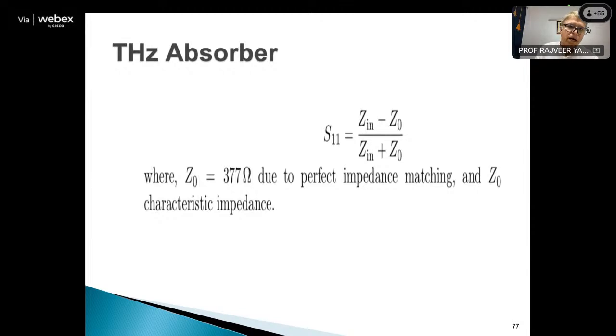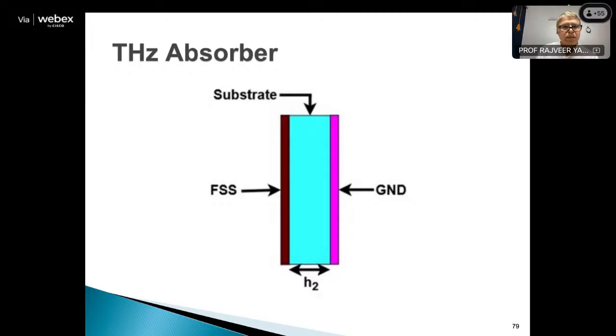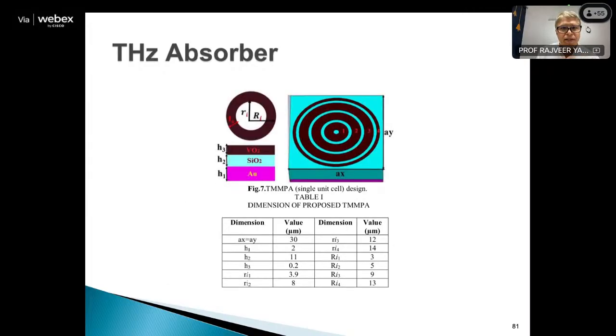This is the theory of getting 377 ohm impedance. These are the basic designs to get a simplified approach for impedance matching. This is the exact theory which we developed so that we get 377 ohm impedance for our sensor. This is what the dimension table tells us to develop. But here we have used different materials: VO2, SiO2, and gold. In the other sensor, we have used different materials.